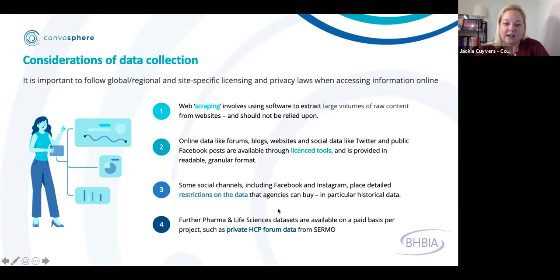So the other thing to note is that in addition to the main blogs, forums, websites, social media channels, there is the possibility of also getting data from private forums as well. So as an example, Sermo, which is an HCP only forum, does make its data set available if you're trying to understand what HCPs are saying to each other. Data sets like that are available.